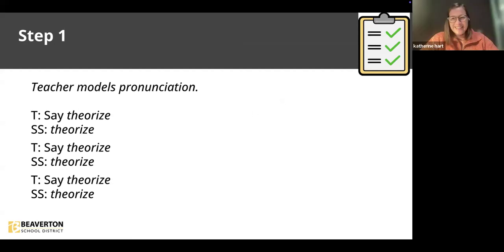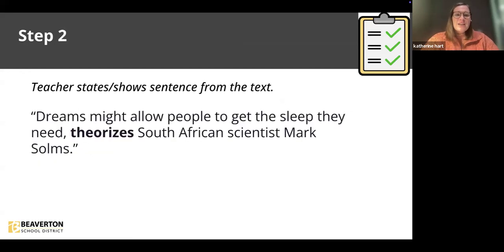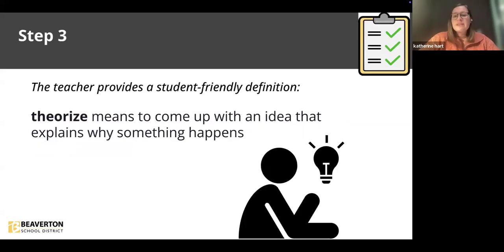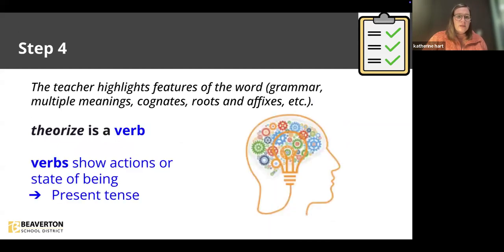Theorize. Excellent. So in our text today by Ben Slivnik, the dreams, it says, "Dreams might allow people to get the sleep they need," theorizes South African scientist Mark Solms. Theorize means to come up with an idea that explains why something happens. So theorize means to come up with an idea that explains why something happens.